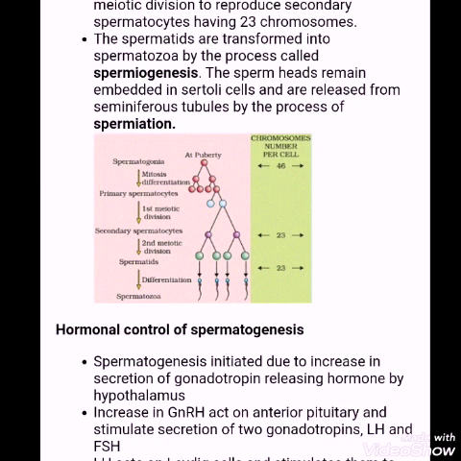I am repeating it again. Spermatogonia is found inside the seminiferous tubules. Each spermatogonium contains 46 chromosomes. Now, this 46 chromosome spermatogonium is known as primary spermatocyte. Primary spermatocyte undergoes meiotic division first, then it becomes secondary spermatocyte. Secondary spermatocyte again does meiotic division second.